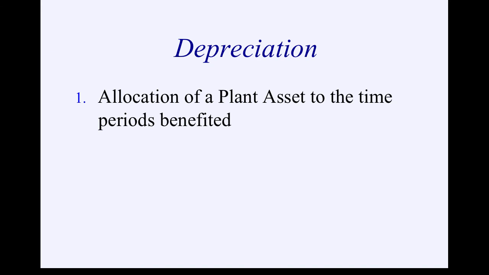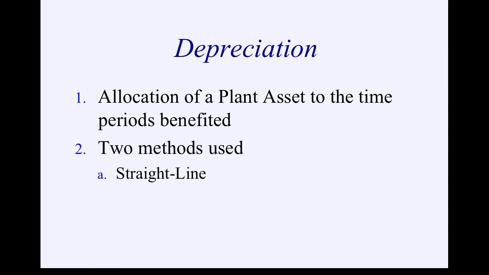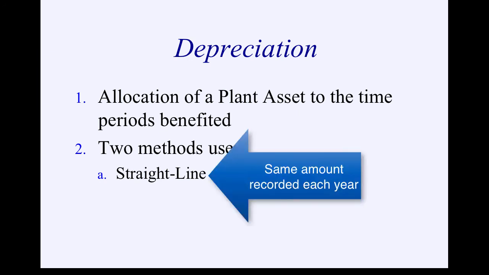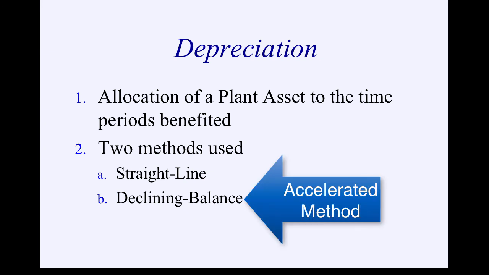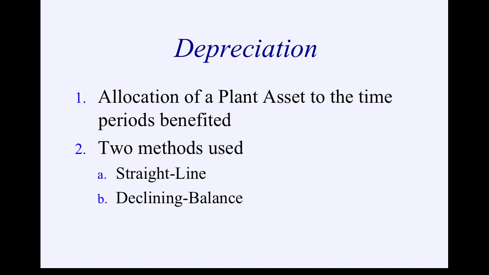Let's review depreciation. Depreciation is the allocation of a plant asset to the time periods benefited. In calculating depreciation, we looked at two methods. The first method was the straight line method. Under this method, the same amount of depreciation expense is recognized each year. The next method is the declining balance method. This is an accelerated method. Under this method, depreciation was calculated based on the book value of the asset at the beginning of each year.